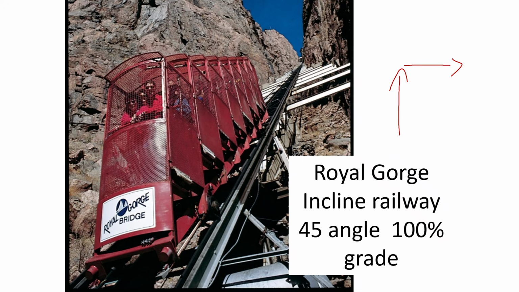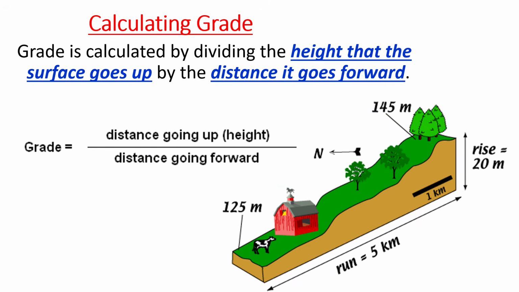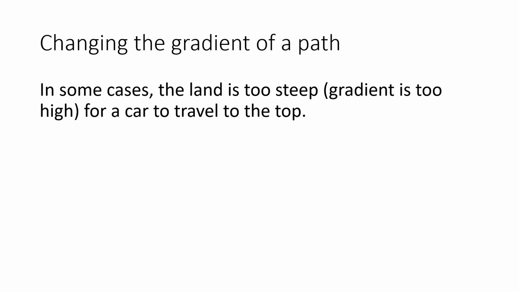Well, so we're doing some math here. The formula for calculating gradient is as follows. It's very similar to slope in math. To get the percent grade, you take the distance going up, the rise, over the run. And in the physical Earth systems mapping sense, we don't call it slope, we call this the grade. Now you can change the gradient of a path. In some cases, the land's too steep, I can't go up that mountain, especially in cars.